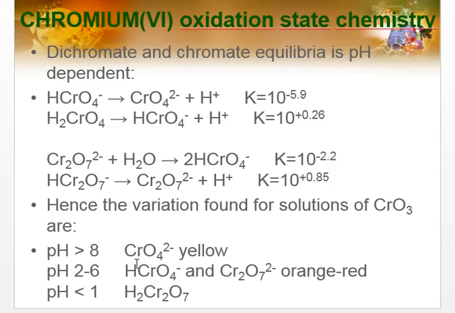this is hydrochromate and dichromate, which has orange red color. And at last, dichromic acid of this anion exists at pH less than 1. You know what is pH? pH is the index of the acidity.